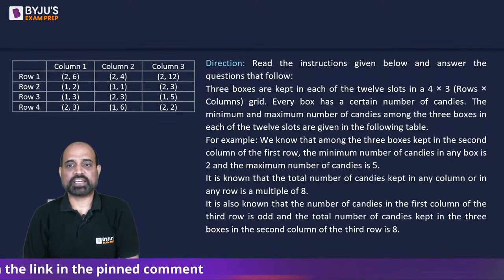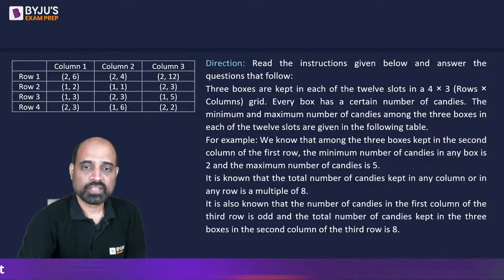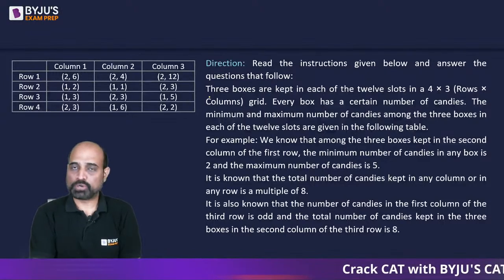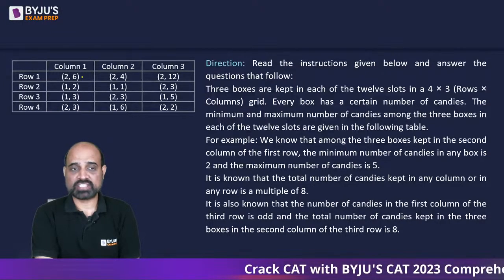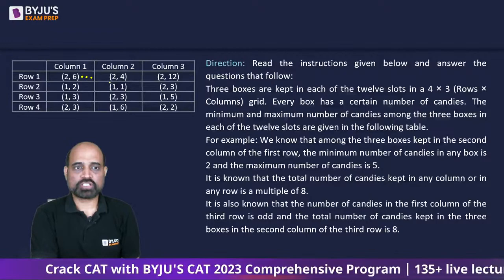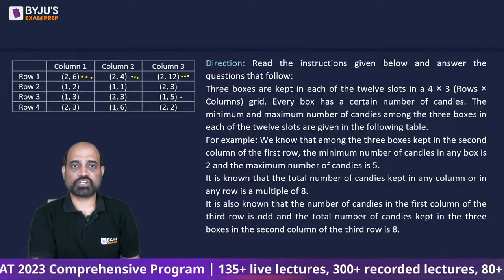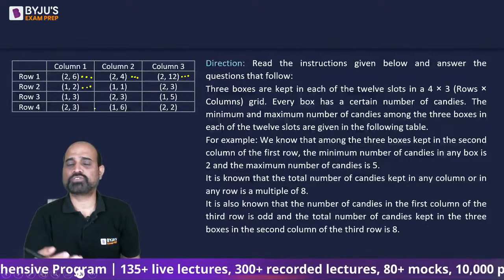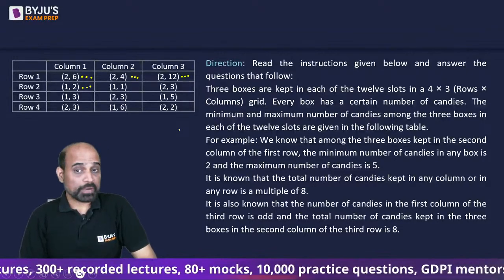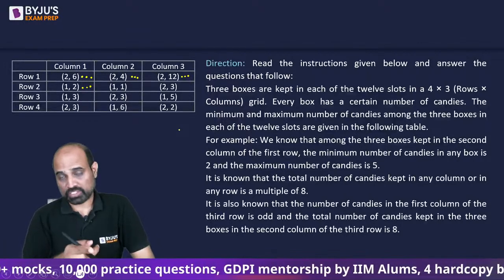3 boxes are kept in each of the 12 slots in a 4x3 rows and columns grid as it is given. Every box has a certain number of candies. So we have these 4 rows and 3 columns, and at each cell there are 3 boxes kept. So 3 boxes in first row, first column, 3 boxes in first row, second column, 3 boxes in first row, third column, 3 boxes in second row, first column. The minimum and maximum number of candies among the 3 boxes in each of the 12 slots are given in the following table.